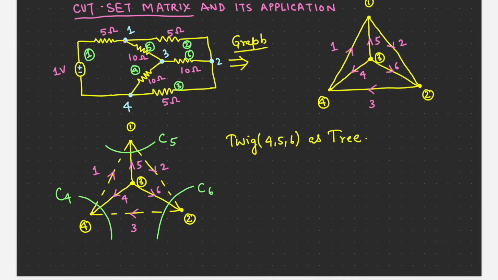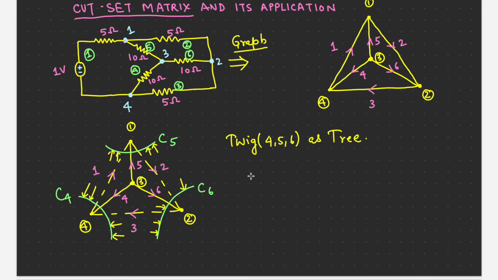Now we will take the direction of these cuts based on the tree branch. Here the direction will be in this way because for tree branch 4 the direction is in this way. Same way for branch number 5 the direction will be in this way, and for branch number 6 the direction will be this way. Based on this direction we will determine whether it will be positive or negative.